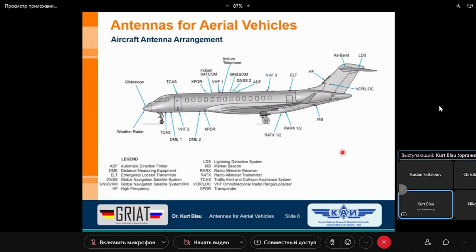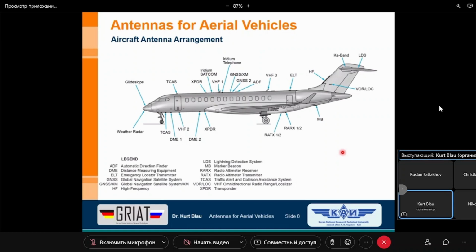Okay, this is only for overview, so that you can see which different radio systems are located around the fuselage of this passenger aircraft, and what we have to consider in designing a special antenna which serves for one of these radio systems.